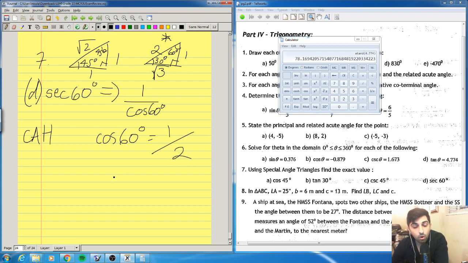So 1 over cosine 60 is the reciprocal, so you flip them. So secant 60 should just be 2 over 1. 2 over 1 is just 2, right? So that's it. That's the exact value.